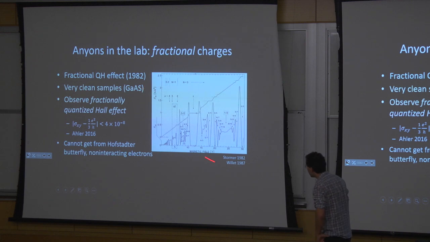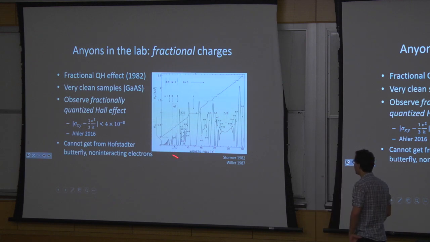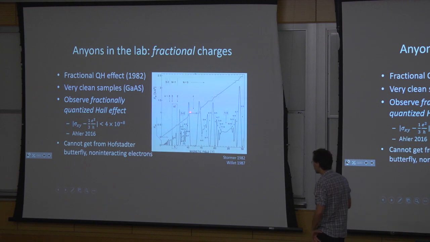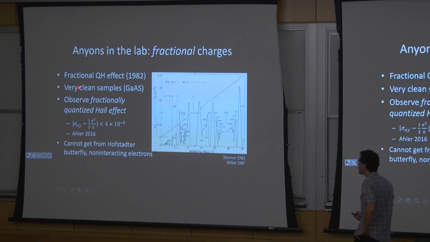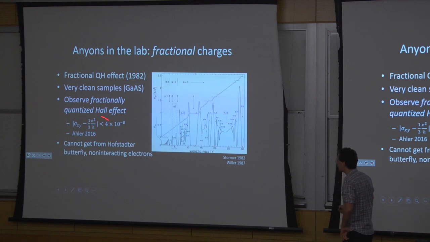And what these experimenters saw were plateaus, very much like what I showed you before. So regions of electron density and magnetic field where the Hall conductance became quantized. But rather than becoming quantized to an integer multiple of e squared over h, it became quantized to a fraction, a rational fraction of e squared over h.